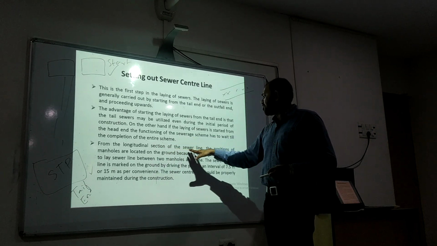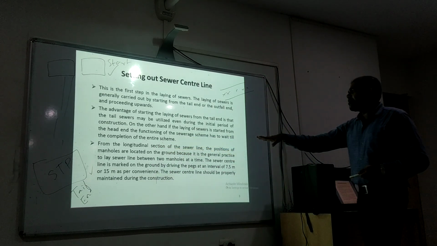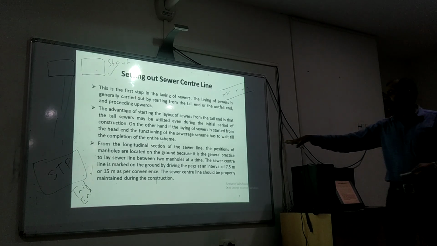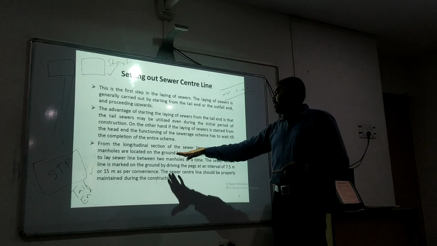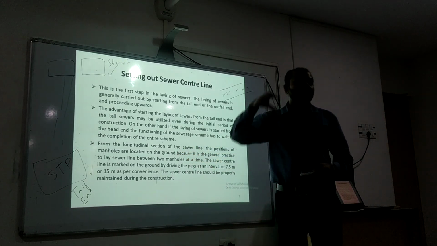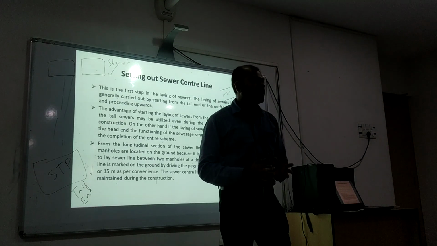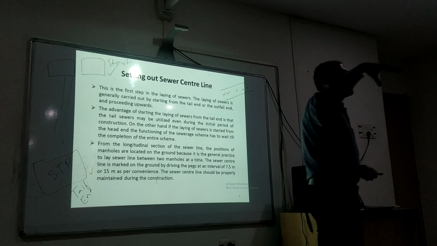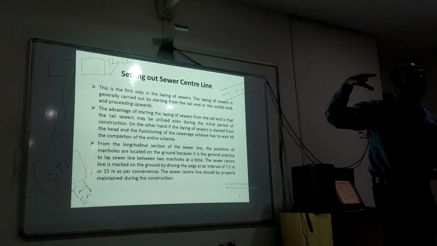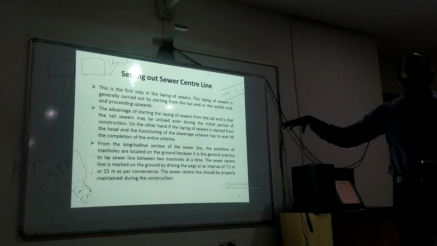From the longitudinal section of the sewer line, the positions of manholes are located on the ground, because in general practice the sewer line is laid between two manholes at a time. Basically manholes are provided. These are important sewer appurtenances. In the last class we discussed that for proper working and for cleaning of any kind of blockages, manholes are to be provided. Okay.